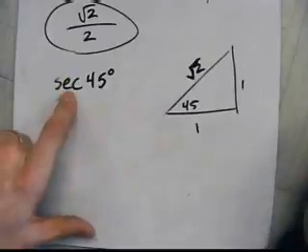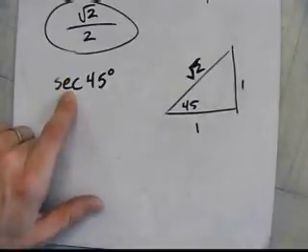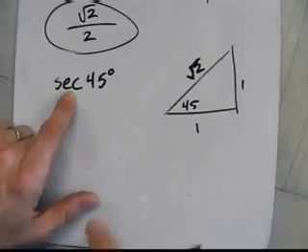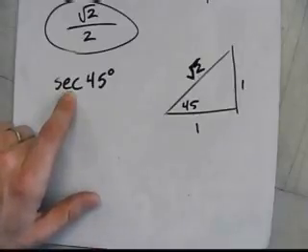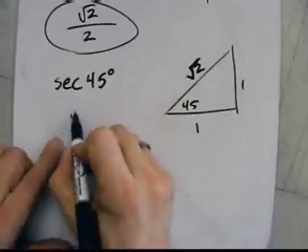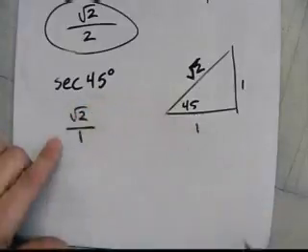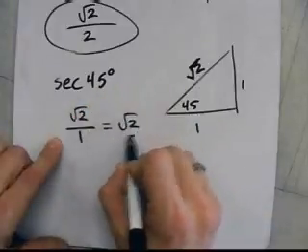I want to do the secant function now, okay? You have to think of which one the secant goes with. The secant goes with the cosine, okay? So I want to do the opposite of the cosine: hypotenuse over the adjacent, okay? The hypotenuse for this one is square root of 2. The adjacent to 45 is 1. So this would be square root of 2 over 1, or just the square root of 2.